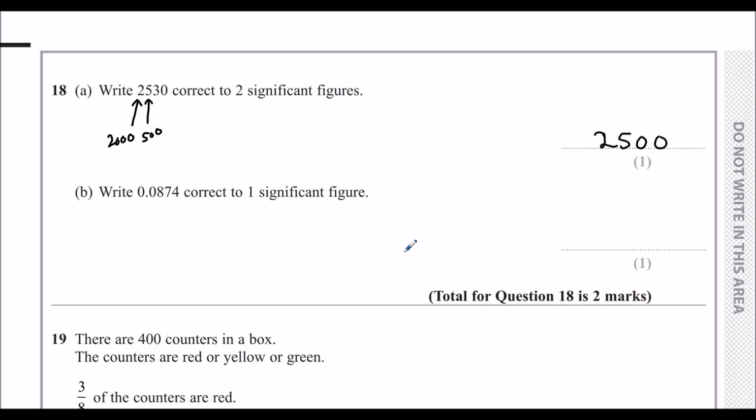Write 0.0874 to 1 significant figure. We don't start counting significant figures until we get to a non-zero number. So the 8 is our first significant figure. The number after it is 5 or above, so it rounds up. So that will go to a 9, 0.09.